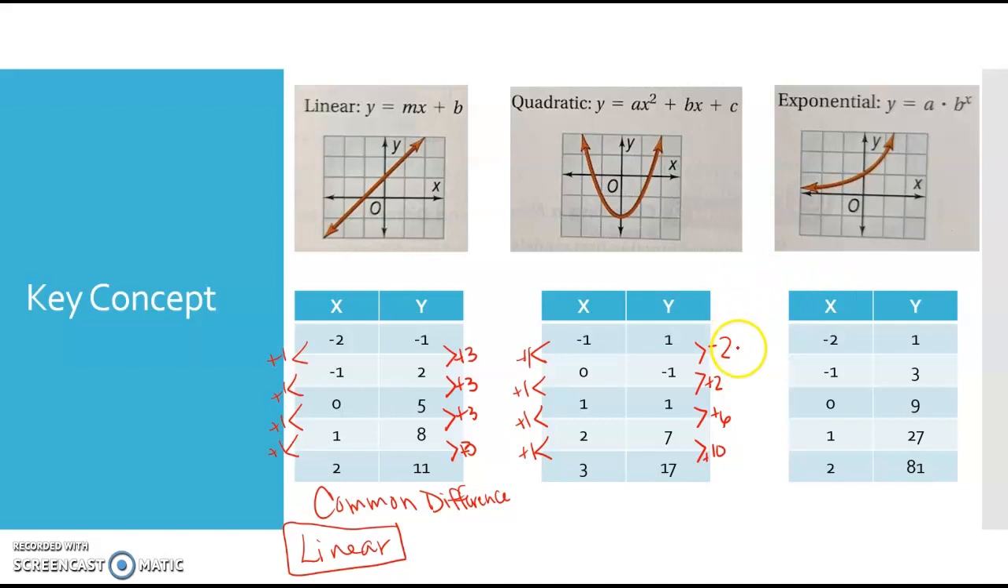So when we look at those, we're like, well, that's not a common difference. But if we look at the next set, -2 to 4, we added 4. 2 to 6, we added 4. 6 to 10, we add 4. So our first difference isn't the same, but our second difference is constant. And so when we have that second difference constant, then we have a quadratic.